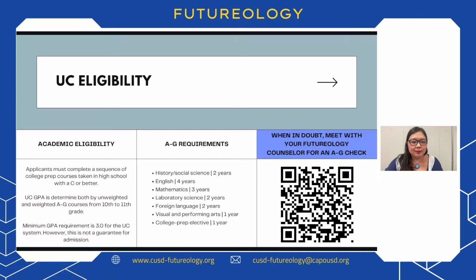Your UC GPA is determined by both your unweighted and weighted A through G courses between 10th through 11th grade. The minimum GPA requirement for the UC system is a 3.0. However, that is not a guarantee that you will be admitted.